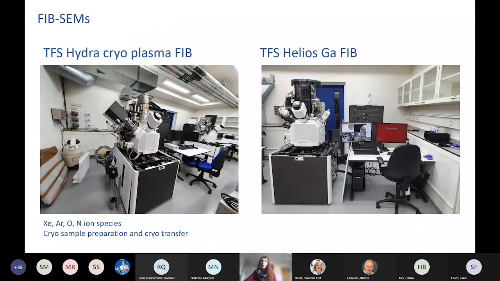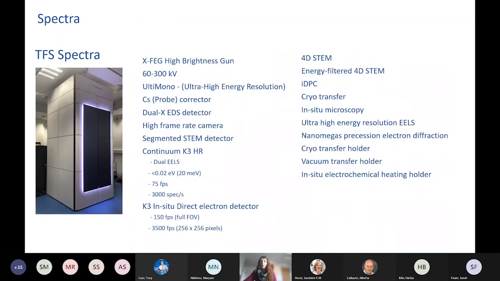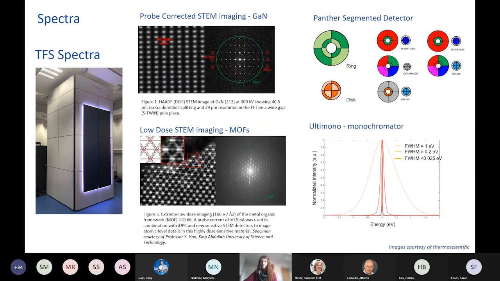So this is what is currently being installed at the moment, our plasma FIB and a new Helios to replace our current Helios. And then in the next few months, we'll be installing a Thermo Fisher Spectra, which is going to have an ultra high energy resolution probe corrector and direct electron detector. So we'll be able to have a full range of applications for this. And this is just some of the promotional material that Thermo Fisher give with that.